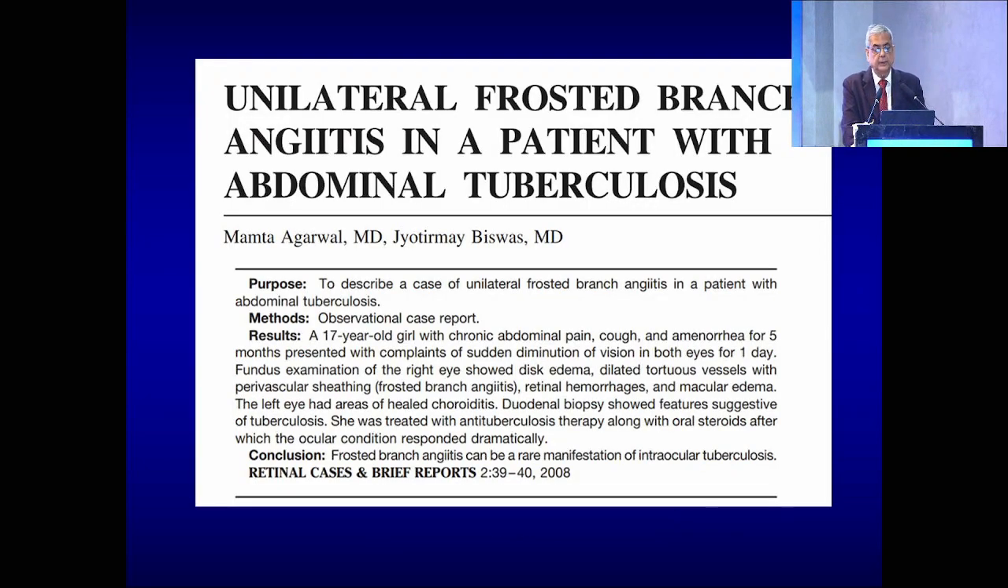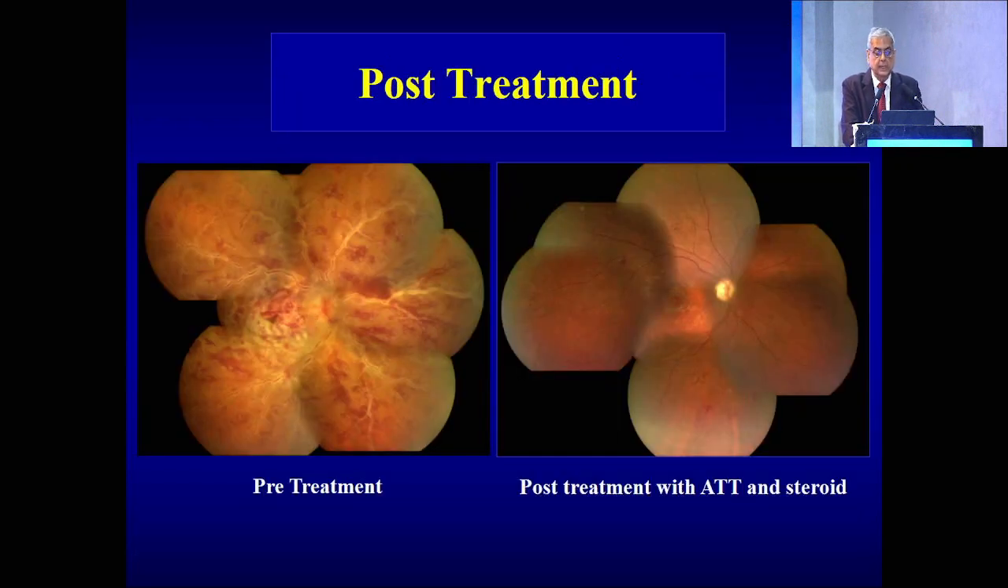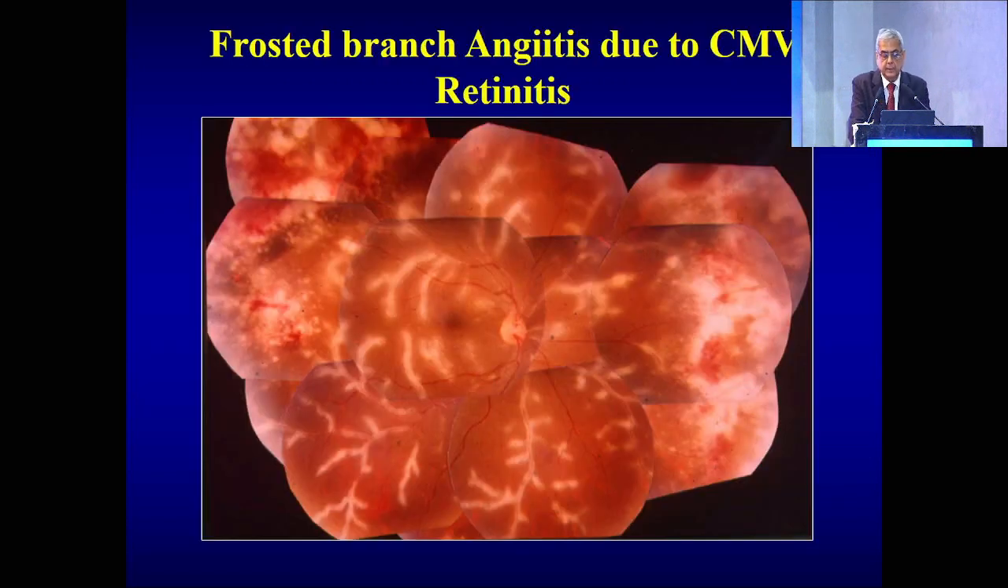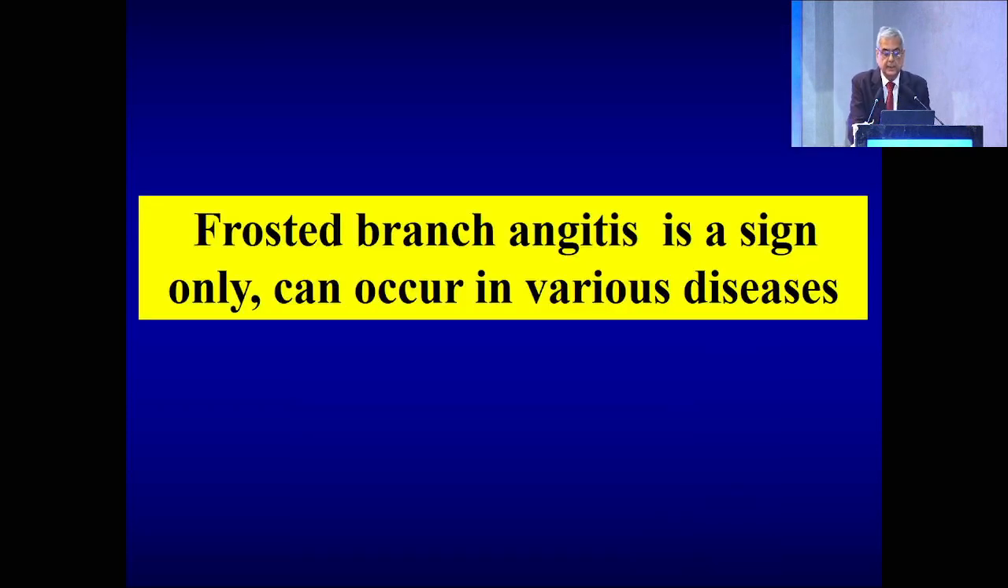Periphlebitis can also be seen in a patient with abdominal tuberculosis. It is biopsy-proven abdominal tuberculosis with periphlebitis, and it responded to a course of treatment with ATT and steroid. Periphlebitis can be seen in cytomegalovirus retinitis in AIDS patients, as seen in this picture. Extensive retinal vasculitis with retinitis, and this can also be seen in Behcet's disease, a non-infectious entity. What is concluded is that periphlebitis is a sign only and can occur in various diseases.